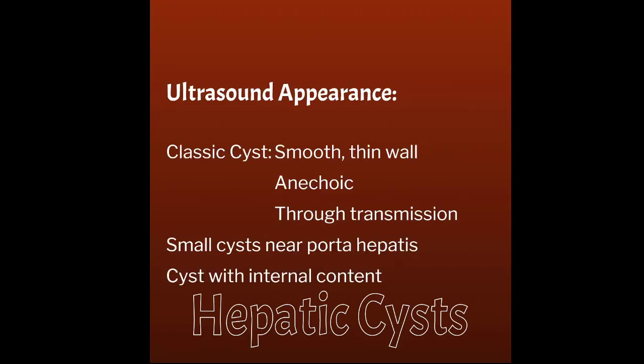On ultrasound, then, we are going to see classic cyst signs, which include a smooth, thin wall. The contents should be anechoic, and they should exhibit through transmission. If we see peribiliary cysts, those are going to appear as small cysts that are near the porta hepatis. Or if we see hemorrhagic cysts, then we're going to see cysts with internal contents.